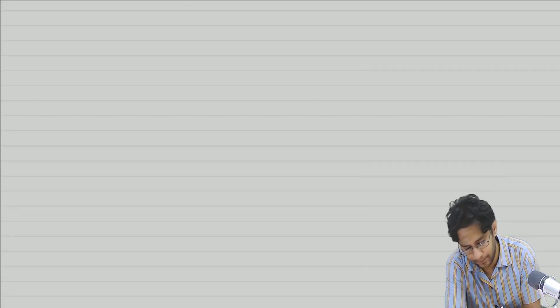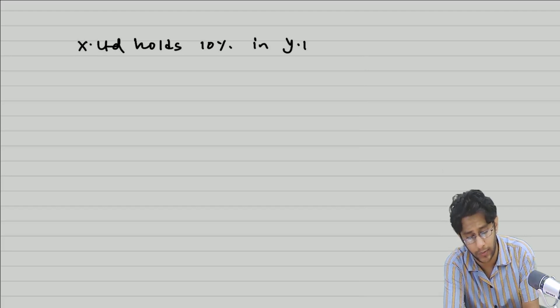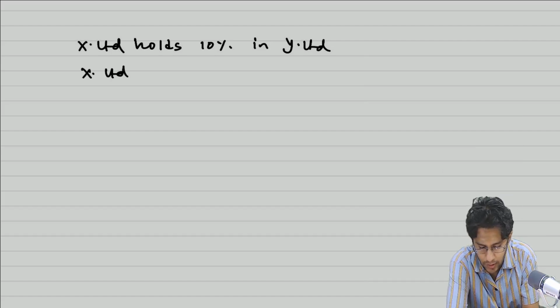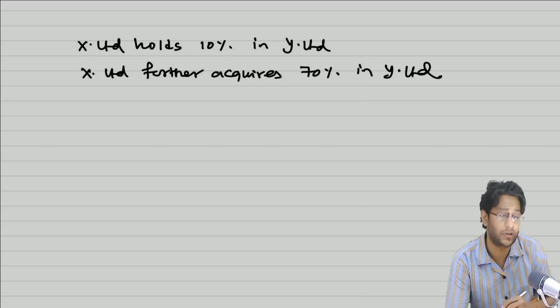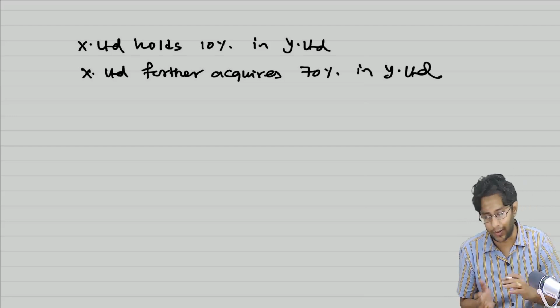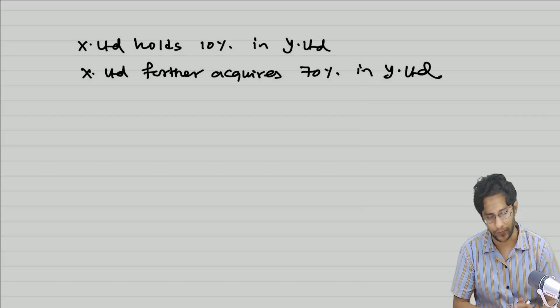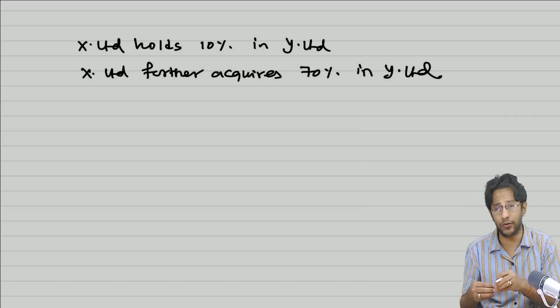Now look at this example. X Limited holds 10% in Y Limited. X Limited already has 10% in Y Limited. Now, X Limited further acquires 70% in Y Limited. With 10% in Y Limited, I am not having control over Y Limited, but with another 70% in Y Limited that I bought, now I am having control. So in total I am having 80% share. Now, I want to know whether this is a business acquisition or an asset acquisition.